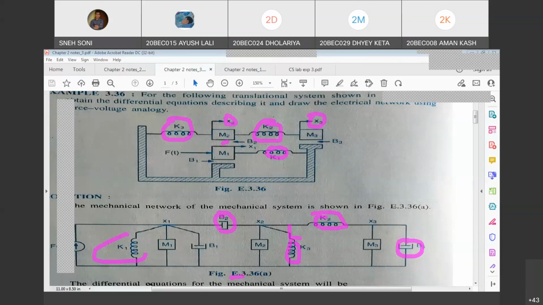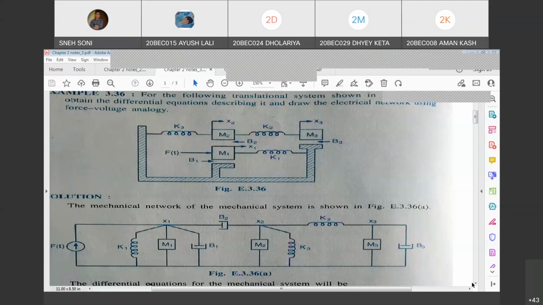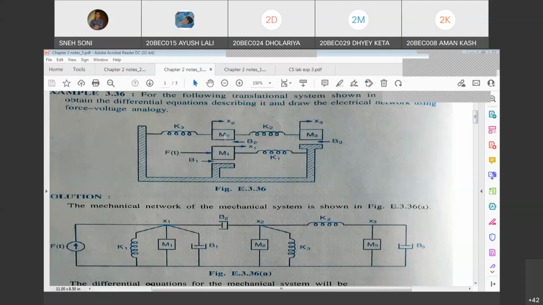Now let's move further. After drawing the nodal diagram, the steps are easy. You have to straight away go to write the differential equations. How many differential equations will we write? Yes, correct. We'll write three differential equations. Why three? Because there are three masses. So you have to write three differential equations.